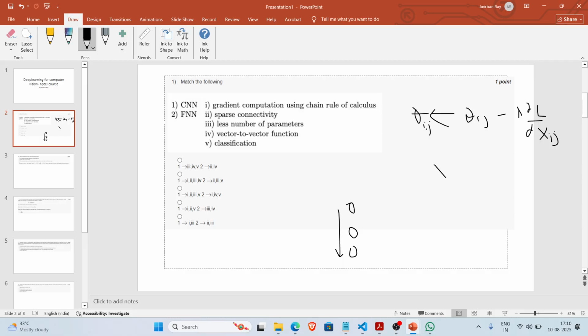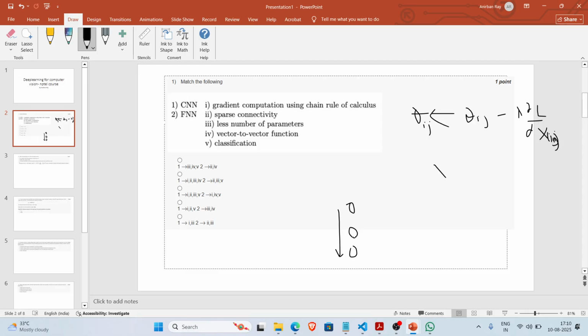This will be written as coming from the subsequent ones. So x plus 1 was the subsequent layer, and like that. For that you need to do gradient descent, which means the backpropagation algorithm is required. And the backpropagation algorithm requires you to know the chain rule of calculus, so that will be required.